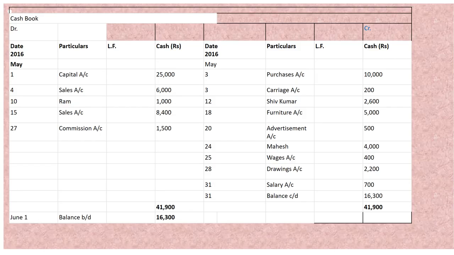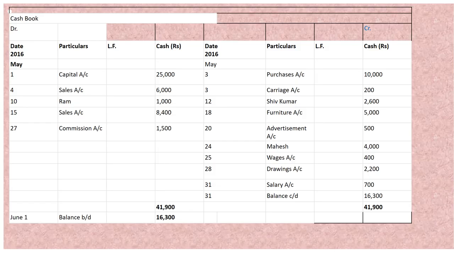So on May 12, paid to Shiv Kumar rupees 2600, by Shiv Kumar with rupees 2600. May 15, cash sales 8,400. Cash sales is there, that's why we will do the entry of cash account debited to sales account. So here in the debit side of the cash book, to sales account with rupees 8,400.